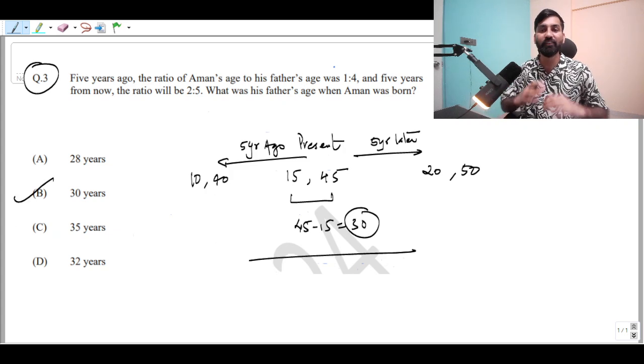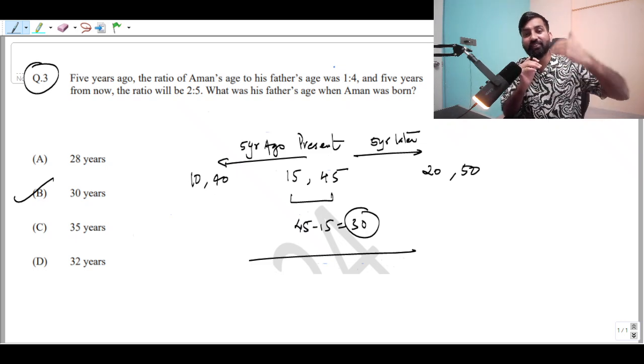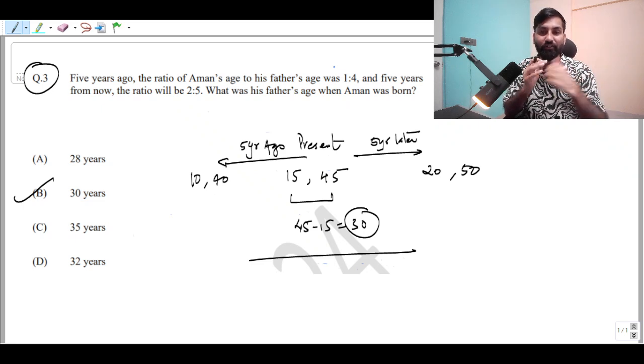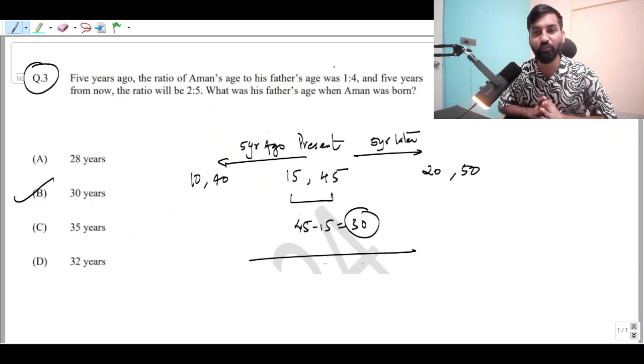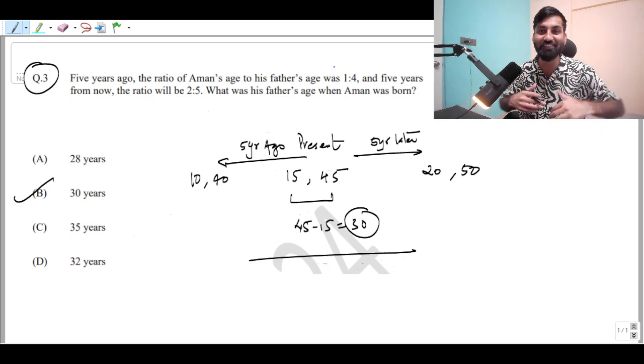So when the son was born, the father's age was 30, but once the son became 15, the father became 45. So do we need to consider any variable here, like x or y, to get the answer? It is simply based on the ratio. If you have watched my lecture completely on general aptitude, you will be able to solve this kind of problem by going through the question and reacting like this. So the answer is 30 when the son was born.